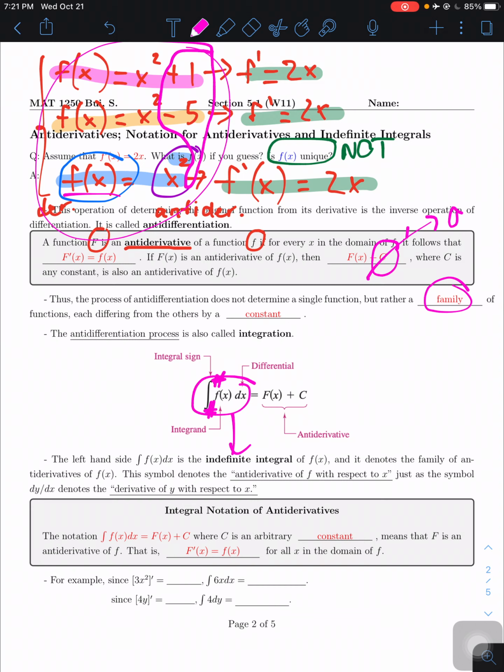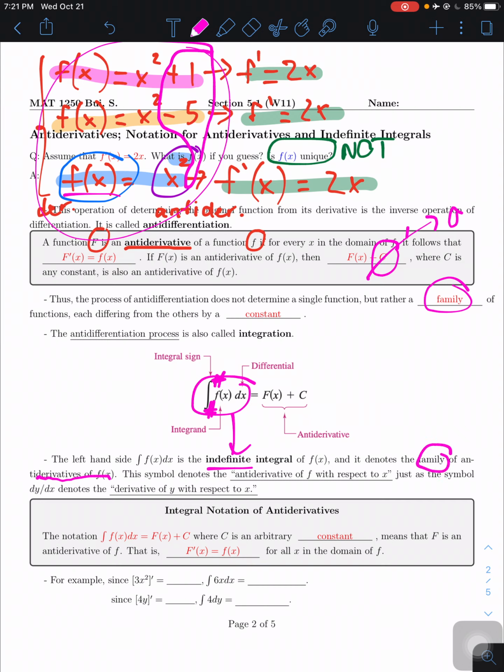If we don't have it, we call them indefinite, and if we do have some numbers on top and bottom of the integral sign, we call it a definite integral. But again, I'm not going to test you guys too much on the terms in here, so as long as you got the outer word, that'd be fine. And it denotes a family of antiderivatives of f.